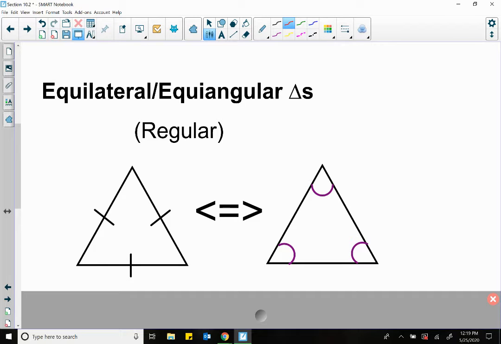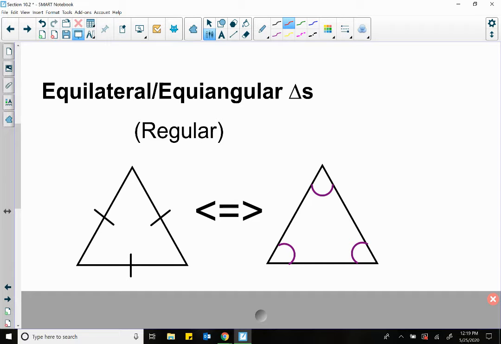So as I said, this only works for a triangle. Just because you're a quadrilateral and you have 4 congruent sides doesn't mean that you have 4 congruent angles, and vice versa. Just because you're a quadrilateral with 4 congruent angles, like the rectangle, doesn't mean that you are equilateral.